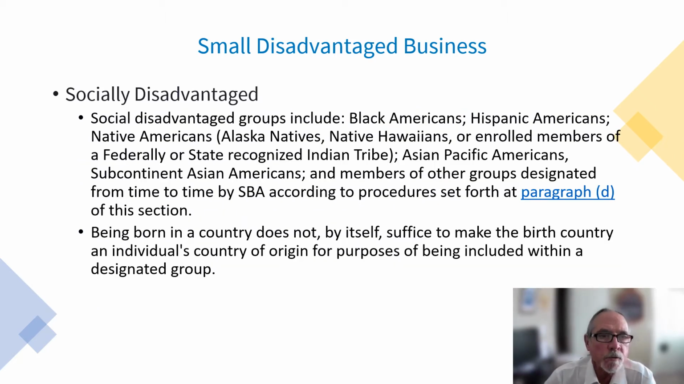Socially disadvantaged groups include Black Americans, Hispanic Americans, Native Americans, Asian Pacific Americans, subcontinent Asian Americans, and members of other groups designated from time to time by the SBA. It's important to note that being born in a country does not by itself necessarily qualify an individual as being socially disadvantaged.